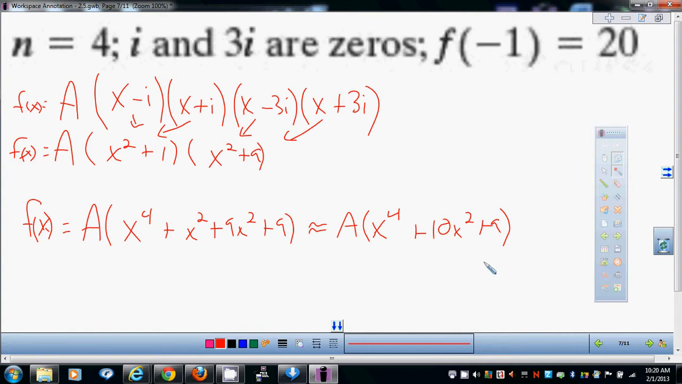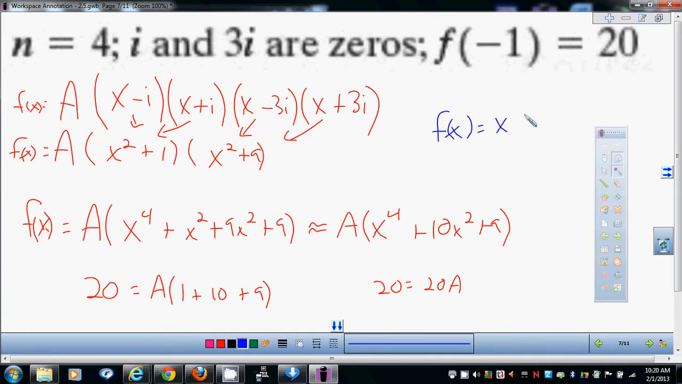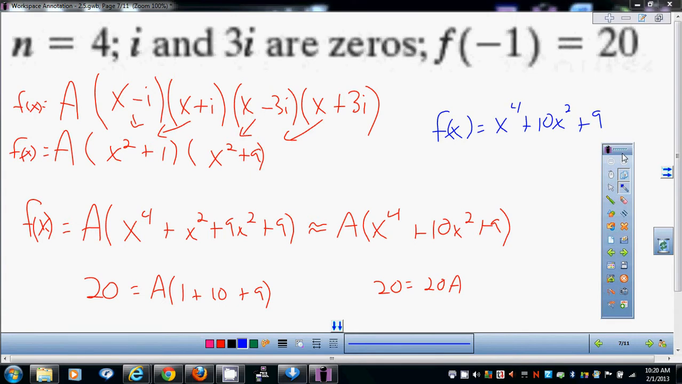Once you've gotten to where I am, what's really the only thing we have left to do? Plug in -1, set it equal to 20. So that's -1 to the fourth plus 10 times -1 squared plus 9. So that's 20 equals 20a, which means a is just what? Whoa, 1. So there's really nothing to write there. So your finished product is simply what's in blue.